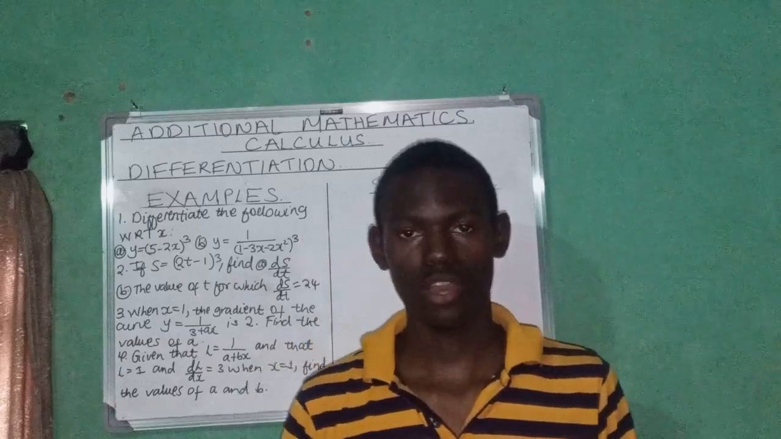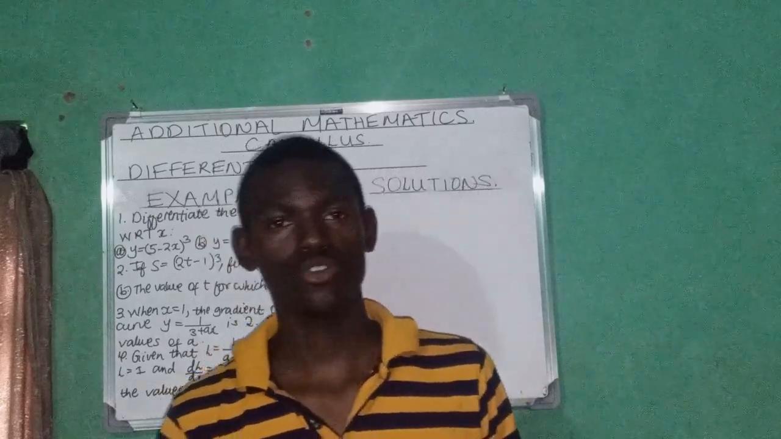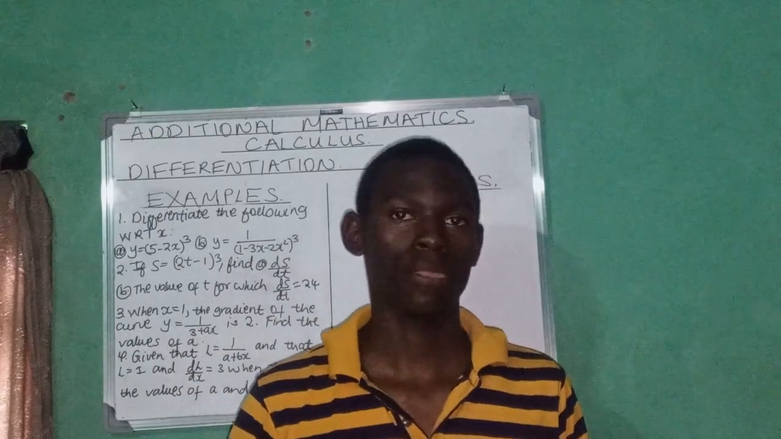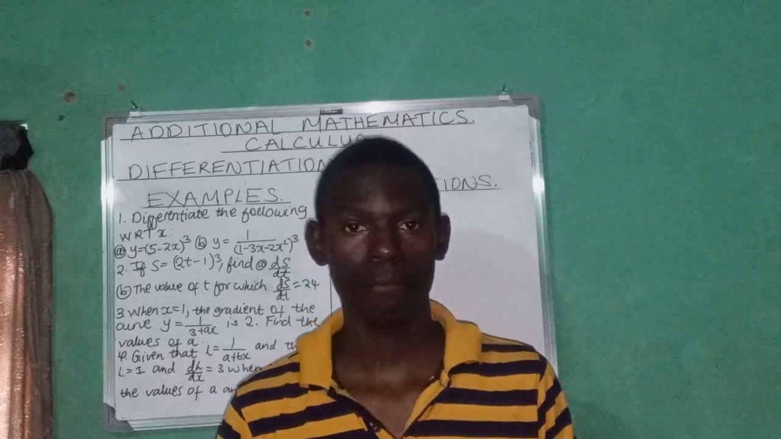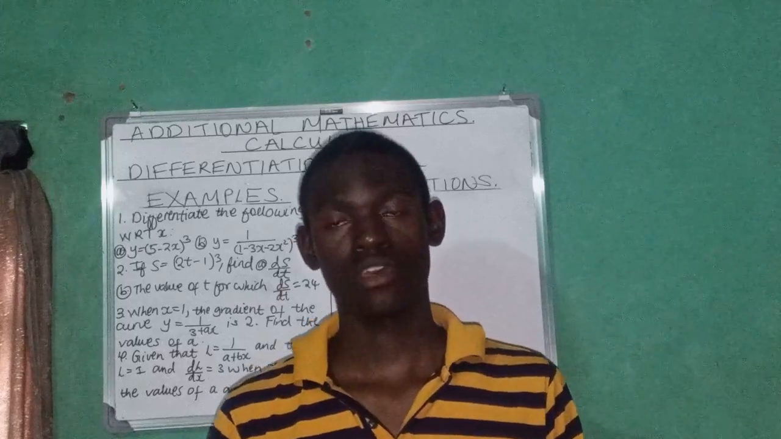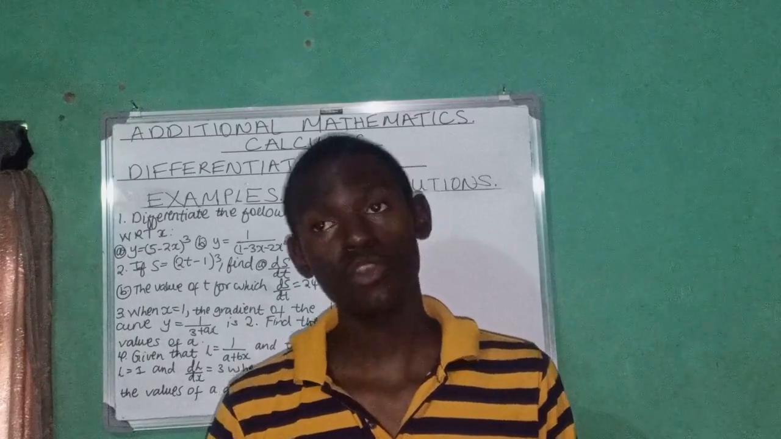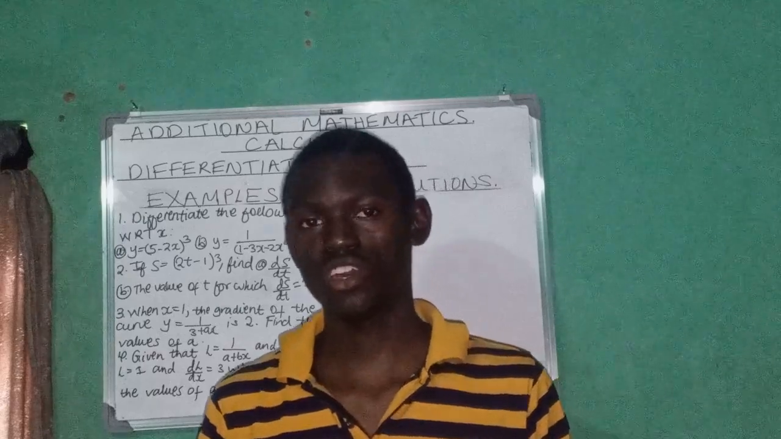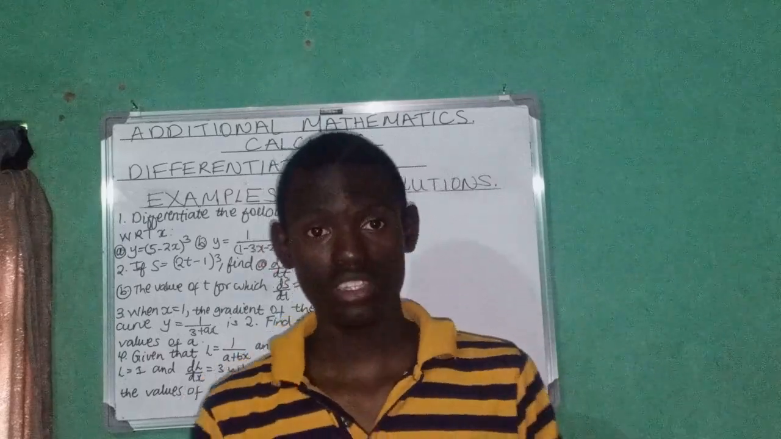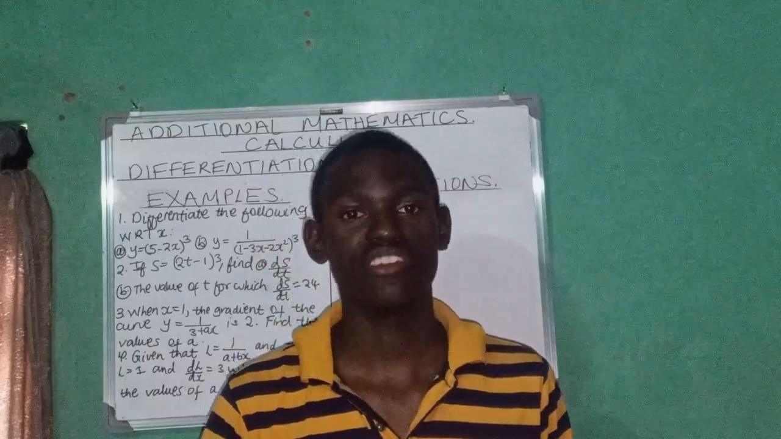So in this video we are continuing, and now we are going to go to the next example question, which is example question 3. In example question 3, we are still going to use the chain rule. These examples are all under the chain rule.